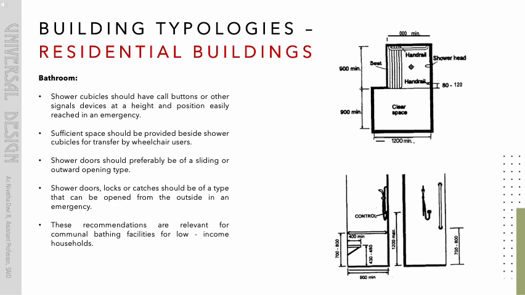Sufficient space should be provided beside shower cubicles for transfer by wheelchair users. Shower doors should preferably be of a sliding or outward opening type. Shower doors, locks or catches should be of a type that can be opened from the outside in an emergency. These recommendations are relevant for communal bathing facilities for low-income households.